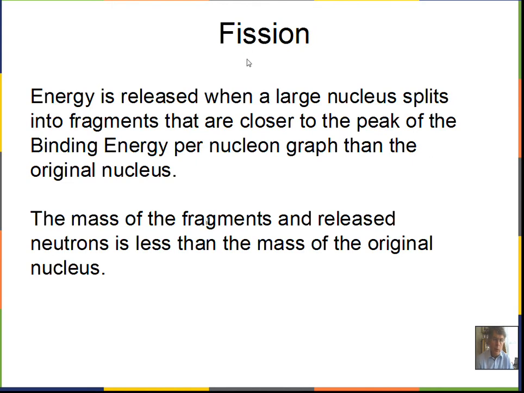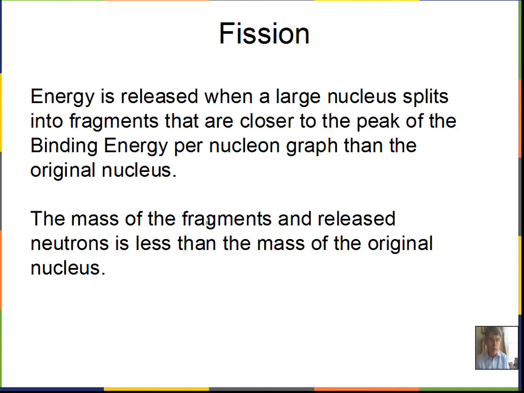So fission. We've seen the binding energy per nucleon curve that has iron at the peak. Uranium is far to the right and down from that peak in terms of its binding energy per nucleon. When a large nucleus like uranium splits into fragments, we find that there's less mass after the fission than before the fission. So in this fission energy release, the main fragments are close to the peak of the binding energy per nucleon graph. Again, mass has been converted into energy in this process.